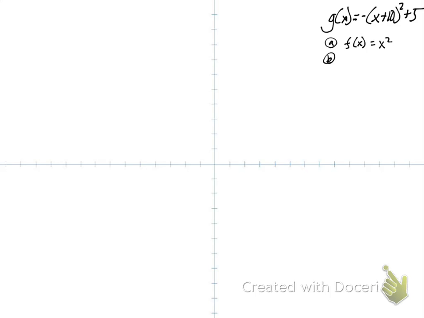The change that has happened, well, there are 3 different changes. The first thing I notice is the plus 5 out here, which means that it has shifted up 5. And this plus 10 on the inside reminds me of the negative 8 from last time, so it's also shifted left 10, because it's opposite, a negative shift. And then the last thing is this negative out in front, which means that it is reflected across the x-axis.